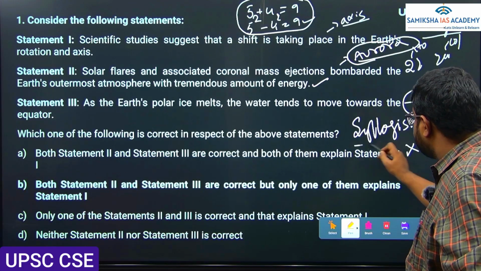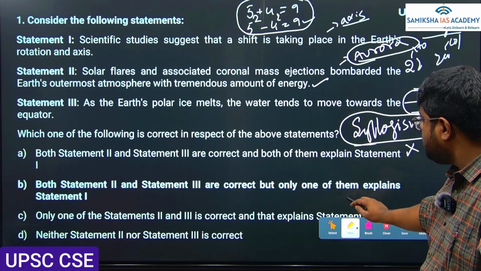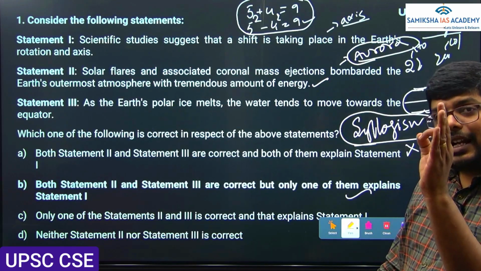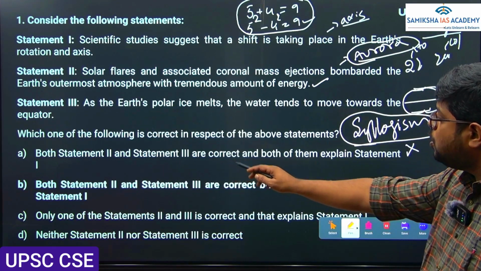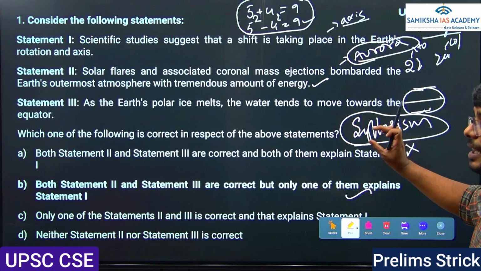This is why syllogism is important. In syllogism we will be having this kind of statement. So here the question is, when it is either or, that will be your answer. Both statement 2 and statement 3 are correct, but only one of them explains statement 1. Am I clear? See how they are asking the question.